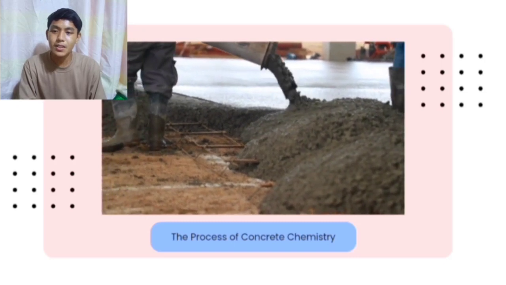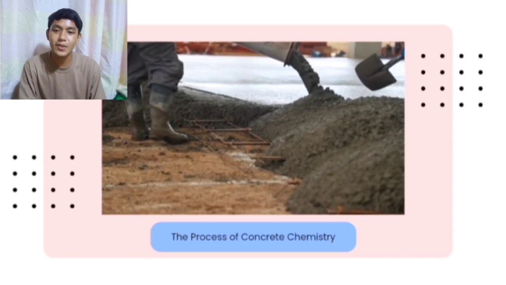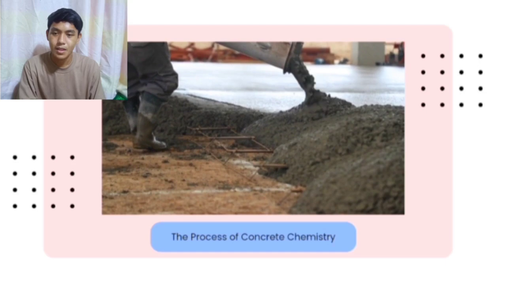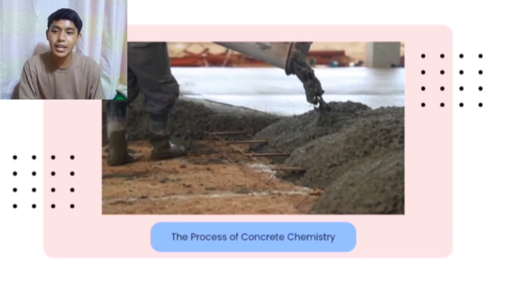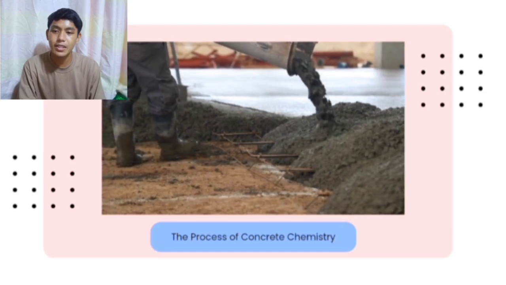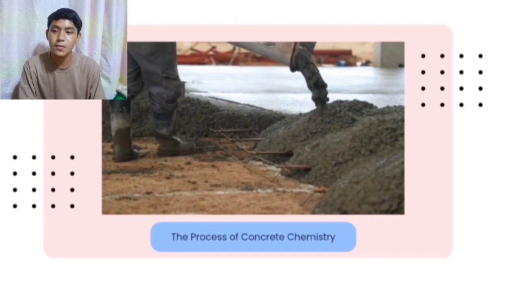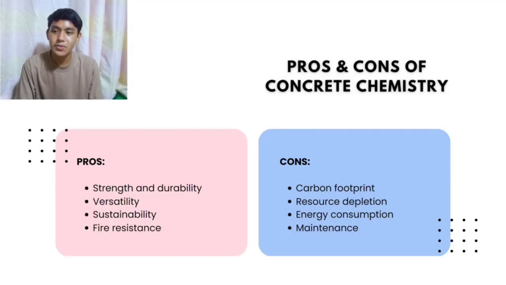The chemistry of concrete is influenced by various factors such as temperature, humidity, and the composition of the mixture. For example, a high temperature can speed up the hydration process and accelerate the hardening time of the mixture, while a lower temperature can slow down the process, extending the curing time. Pros and cons of concrete chemistry. Concrete chemistry has both advantages and disadvantages, which I will discuss.